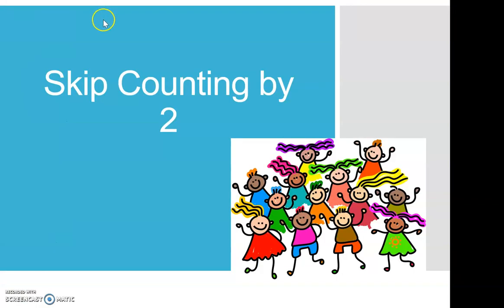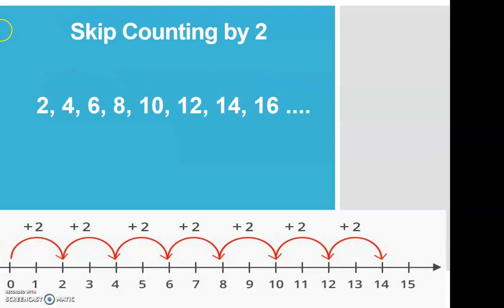Skip counting by 2. Learning to skip count by 2 means you can count things faster. Do you ever notice when you're going on a school trip or swimming or on a school tour, your teacher counts you by 2? 2, 4, 6, 8, 10. It's a much quicker way of counting people or counting anything.